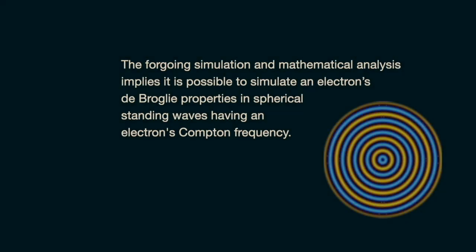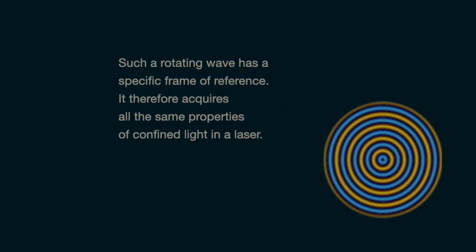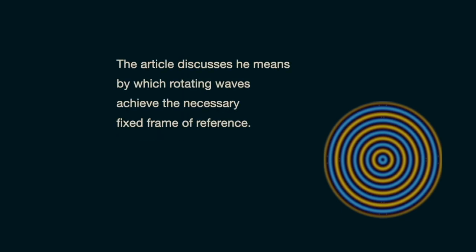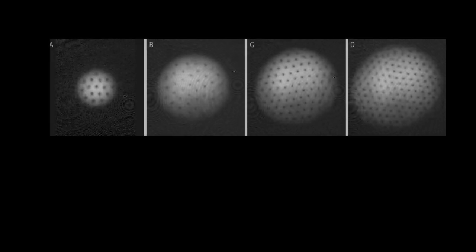The foregoing simulation and mathematical analysis implies it is possible to simulate an electron's de Broglie properties in spherical standing waves having an electron's Compton frequency. Such a rotating wave has a specific frame of reference. It therefore acquires all the same properties of confined light in a laser. The article discusses the means by which rotating waves achieve this necessary fixed frame of reference.